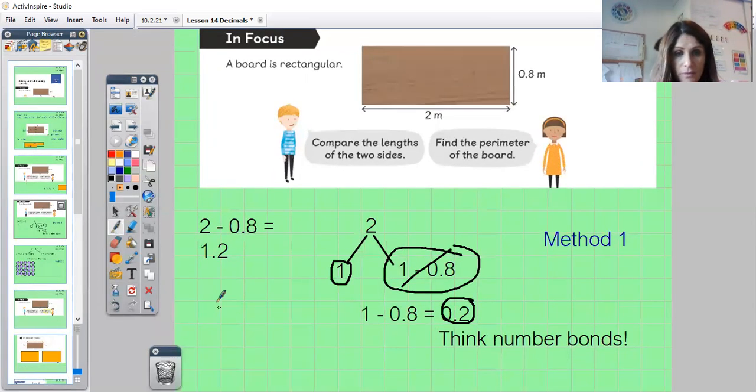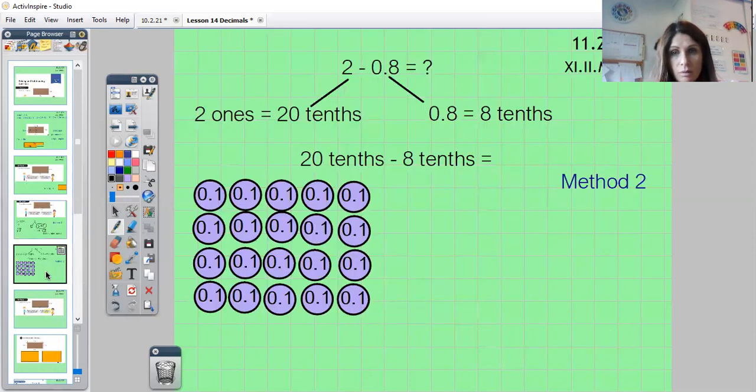And let's just quickly look at that. We've got 1.0 and we've got 0.2. And when we add those together, look, the 2 can go on top of that 0. There's nothing to add, so it goes as a 2. And there's nothing to add from this number, so that stays as a 1. So it's 1.2. Okay, let's look at method 2 quickly. The other way that you could do it is you could convert. So rather than saying it's 2 whole, you could convert 2 1s into 20 tenths. And then we know that 0.8 is 8 tenths.